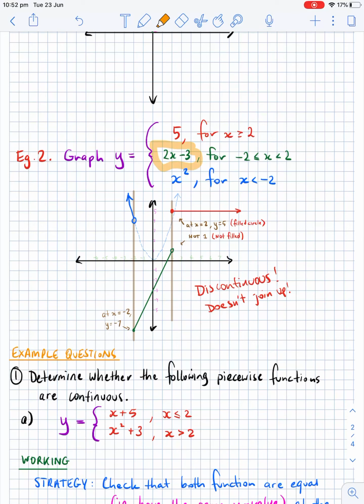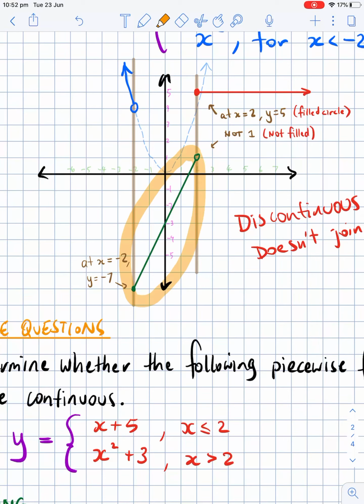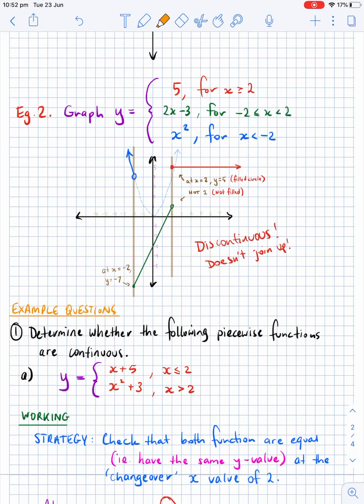Next up is 2x minus 3. That's just a linear line with a y-intercept of -3 and a gradient of 2. That's just between -2 and 2. So that's what you see down here. There's your graph there. And then lastly, for x less than -2, so all this stuff down here, we've got a parabola. So you can see only a little part of your parabola. This part here is kind of shooting straight up.